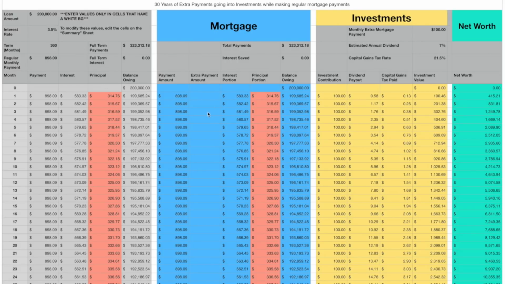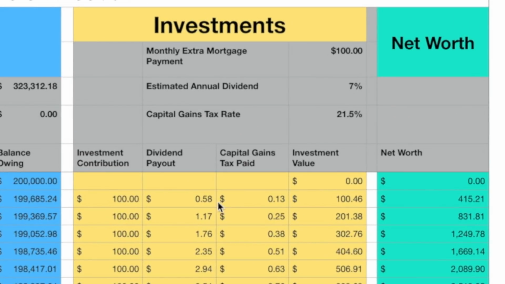The difference here in the mortgage column is that there's no $100 extra payment. Instead, the $100 is going into the investment over here. So we're still paying monthly the $898 plus the $100, so around $1,000 a month. And instead, we're collecting dividends right away.